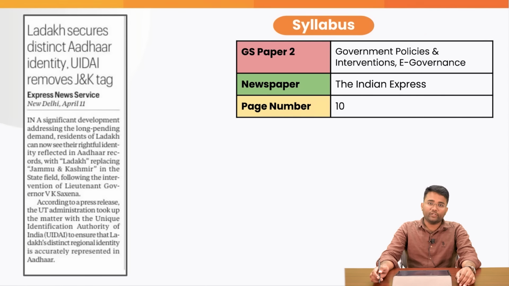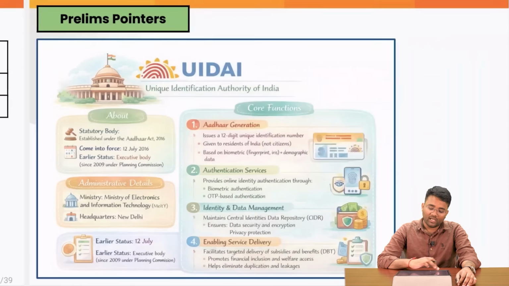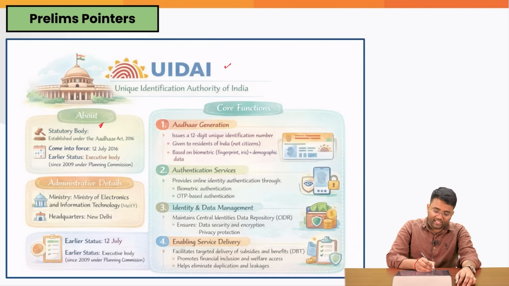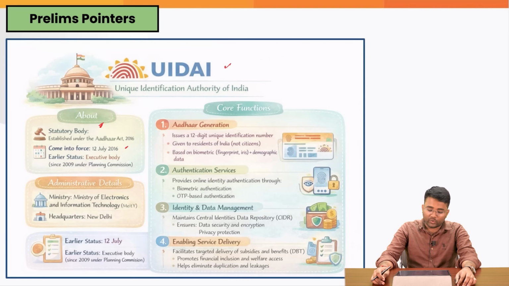Our next topic is UIDAI and Aadhaar, which is related to GS Paper 2, government policies and interventions and e-governance. This has appeared in today's The Indian Express, page number 10. The Unique Identification Authority of India is a statutory body established under the Aadhaar Act of 2016, which came into force on 12th July 2016. Earlier it was an executive body since 2009 under the Planning Commission.